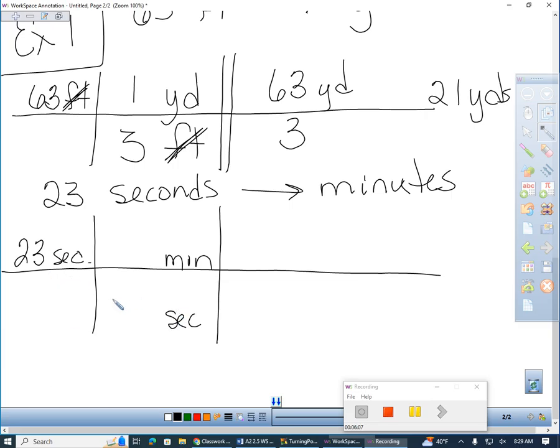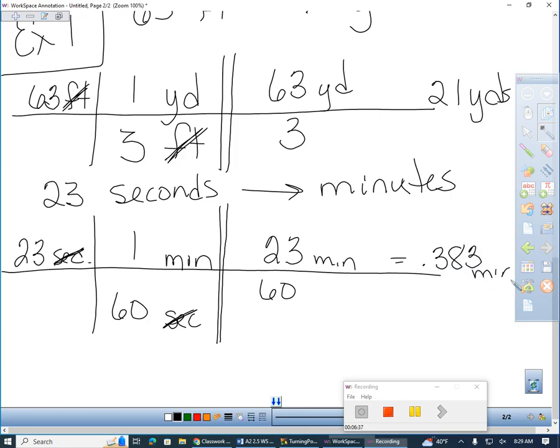So 60 seconds is 1 minute, right? Everybody agree with that? So we're going to go ahead and cancel our seconds label. We're now in minutes. It's the only label I have left. I'm going to go ahead and multiply across. 23 times 1 is 23. Divided by 60. Perfect. Minutes. Okay?